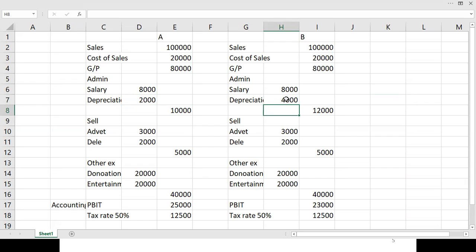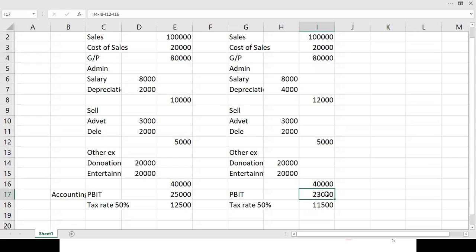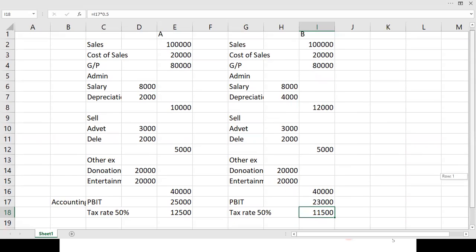Is it possible or not? For the same value of asset, companies A and B are following two different rates of depreciation. Is it possible? Possible, right? Good. Now, due to the increase in depreciation, what happened to the accounting profit? It has been reduced to 23,000. Here, company A pays 12,500 as tax, but company B pays 11,500 as tax. So the company tries to minimize.